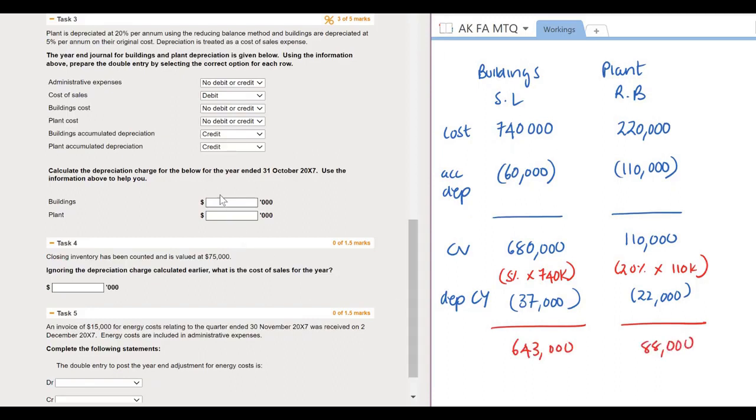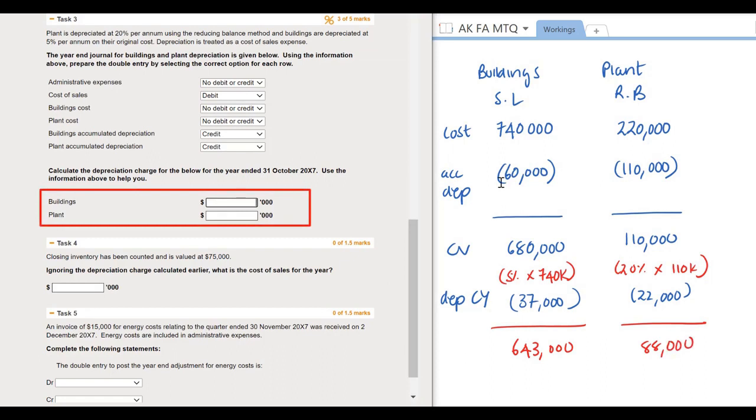So at this point we can type in our answer here, simply entering that 37 because you've got the 1,000 already pre-populated, and for plant that's going to be 22. So at this point we've completed this question and we can see that we've attempted all parts of it correctly.